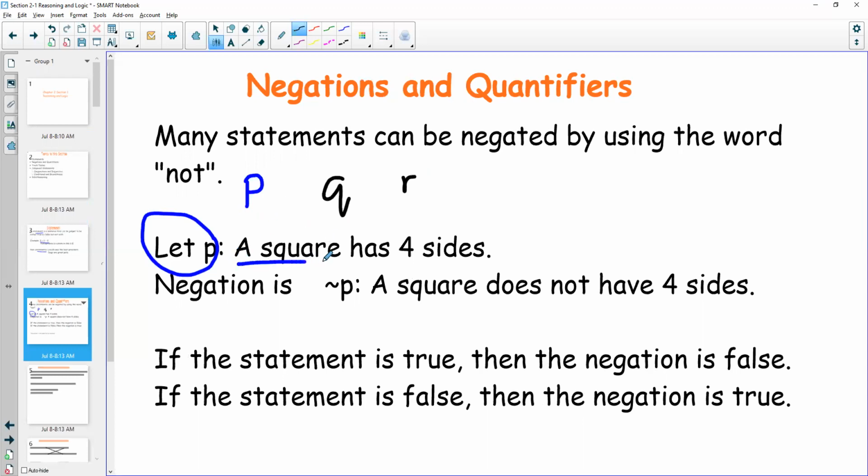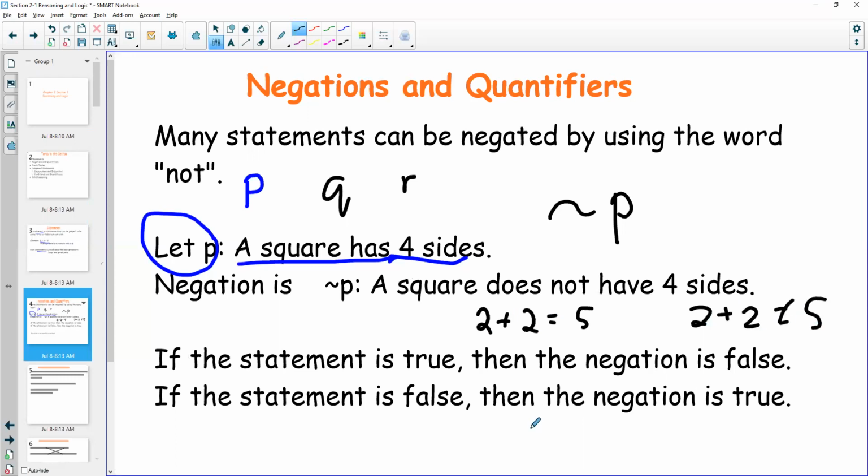So if we say, let statement P be a square has 4 sides, its negation, the opposite of it, is that a square does not have 4 sides. When we use a negation, we use this little symbol, not, and what we read is not P. If the original statement is true, its negation is false. If the original statement is false, like that one we saw before, that 2 plus 2 is 5, that's false to begin with. Then its negation, 2 plus 2 is not equal to 5, is true.